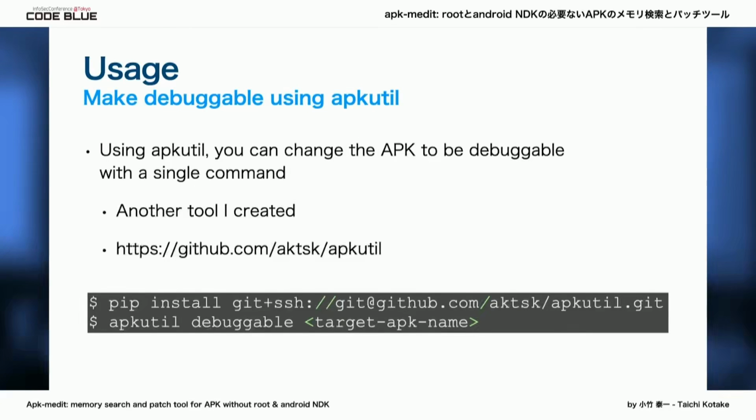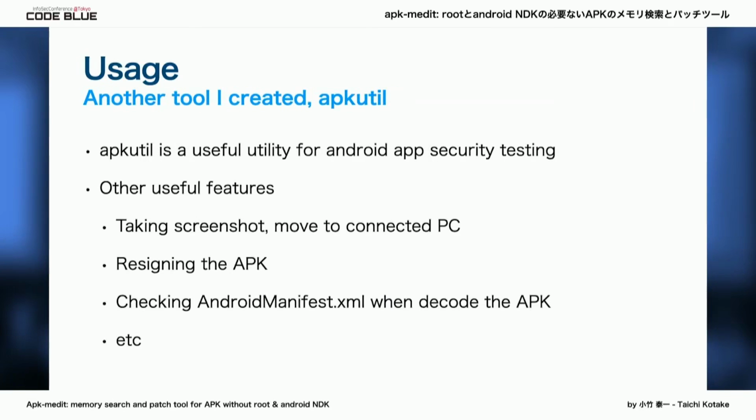Using apk-utils, you can change the APK to be debuggable with a single command. apk-utils is another tool I created. It is a useful utility for Android app security testing. Other useful features are taking snapshot move to connected PC, and signing the APK, checking Android manifest XML when decoding the APK.